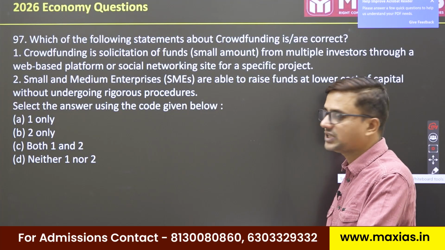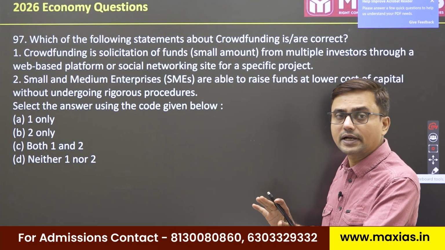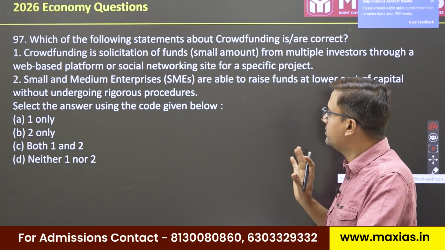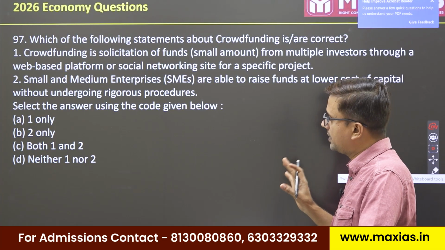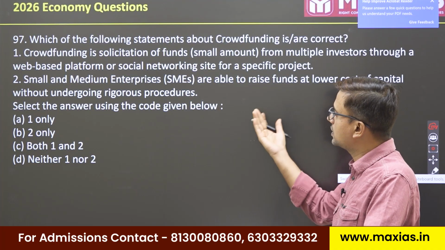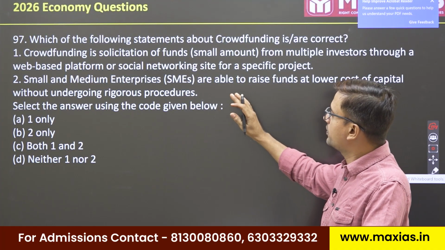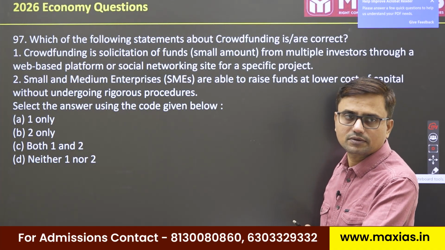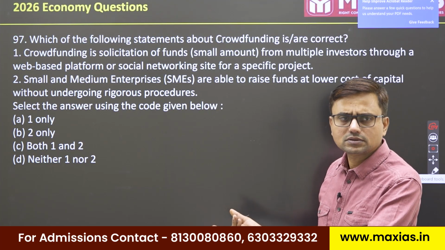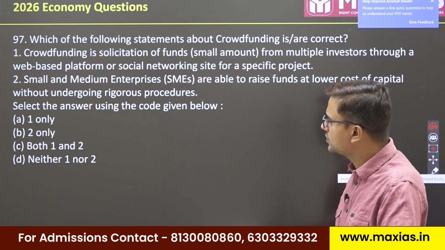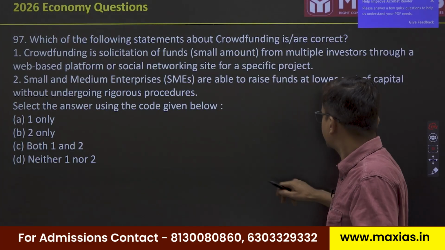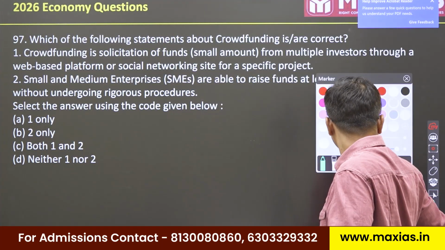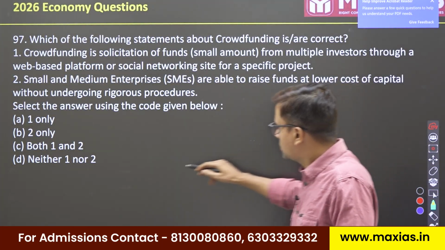Right or wrong? Right. Small and medium enterprises are able to raise funds at lower cost of capital without undergoing rigorous procedures because of this crowd-based funding. Yes or no? Yes. What is so complex in this? So the answer is both 1 and 2.